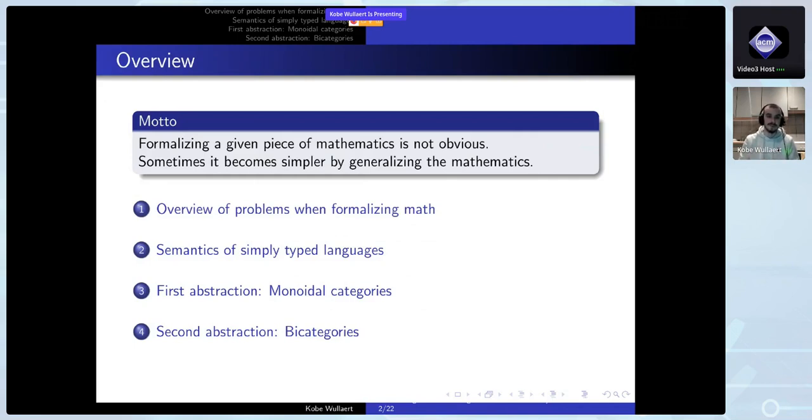And so I'll first tell you a little bit about just the background of the project that we worked on and where we actually noticed this. And this was in the study of simply typed languages. And then I'm going to show you two abstraction layers that we can use.